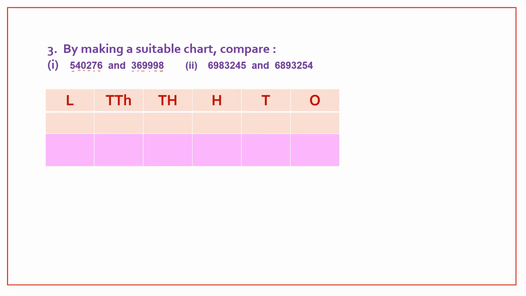So let's take the first number and write 5. That is the 6th digit from the right, isn't it? Put it in the lakhs place. So I have 5, then one digit in each column: 4, 0, 2, 7 and 6. Now the next number also has 6 digits, so we can start with 3, 6, 9, 9, 9 and 8.